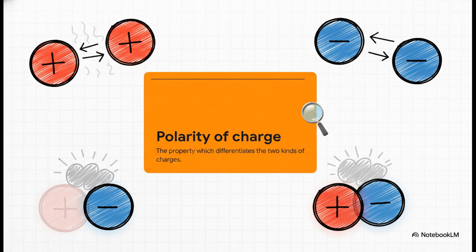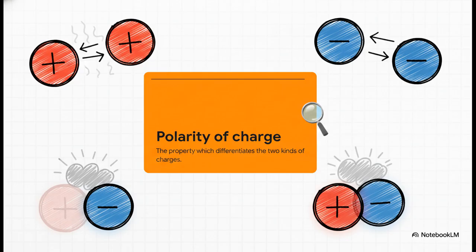Through those early experiments, scientists quickly realized there were two different kinds of electrification. This brings us to the polarity of charge, which is simply the property that differentiates those two kinds of charges. There are two golden rules here. Rule 1, like charges repel. So two positively charged glass rods are going to push away from each other. Rule 2, unlike charges attract. A positive glass rod and a negative plastic rod, they'll be drawn right together.